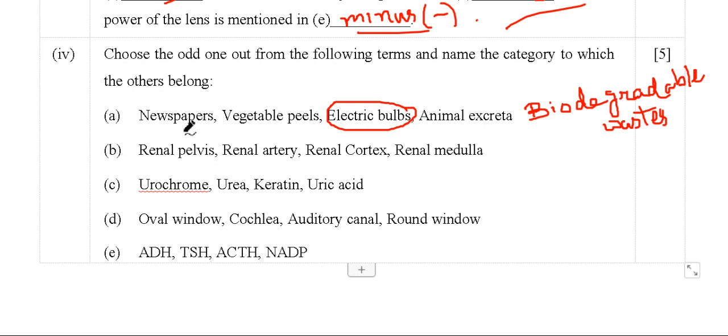Biodegradable waste. Newspaper, vegetable peels, animal excreta, we can include them in one category, and the category name will be biodegradable waste. Next, renal pelvis, renal artery, renal cortex, renal medulla. So the odd one will be the renal artery, and the category name for these three parts, renal pelvis, renal cortex, renal medulla, we will write as parts of kidney.